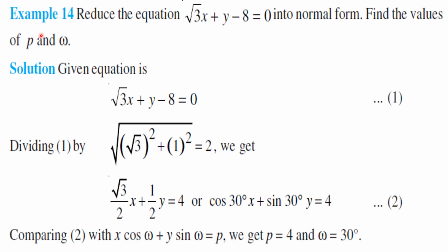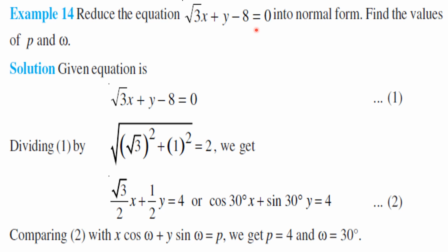To understand this concept well, to transform the general equation of a line into the normal form, let us take an example. Okay, my children, reduce the equation root 3x plus y minus 8 is equal to 0 into normal form. Understood this question, my children? Find the values of p and omega. Here, the general equation of a line is given. Understood the question, my children?